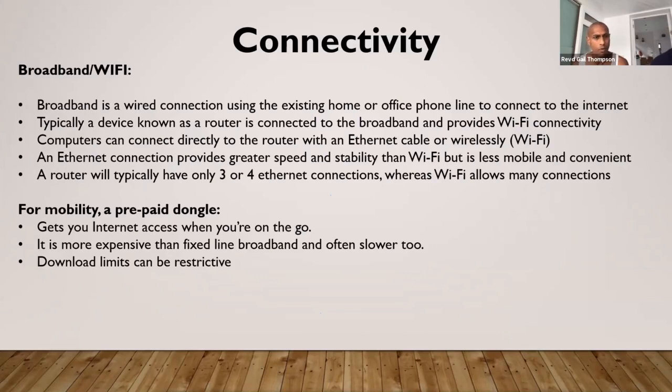So most people are using the typical kind of broadband and wired connection into their existing home or office. So that utilizes your existing telephone line to provide you with a connection to the internet. As that comes into your space, you'll typically have a device known as a router, and that's connected to the broadband connection, and that will from there provide you with Wi-Fi so that you can connect wirelessly. So we should bear in mind that computers can connect.